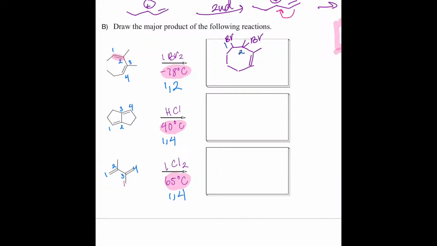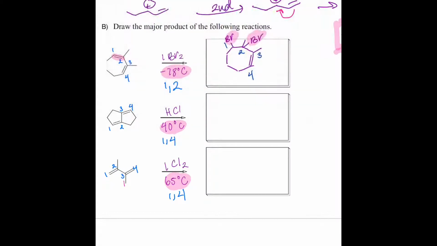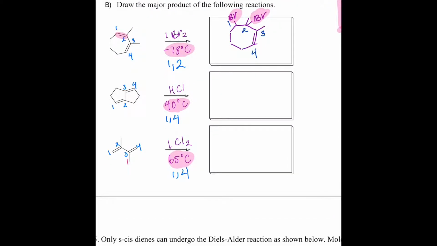So the 1, 2, 3, 4. So that's where our original carbons are. But because this is 1, 2 addition, the bromines just got added at the 1 and 2 position. So moving on, we're going to be looking at our second problem. This is going to be 1, 4 addition.